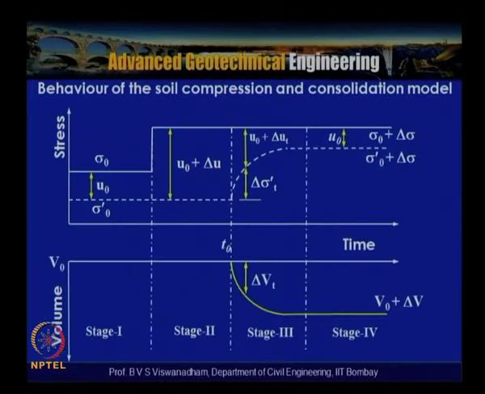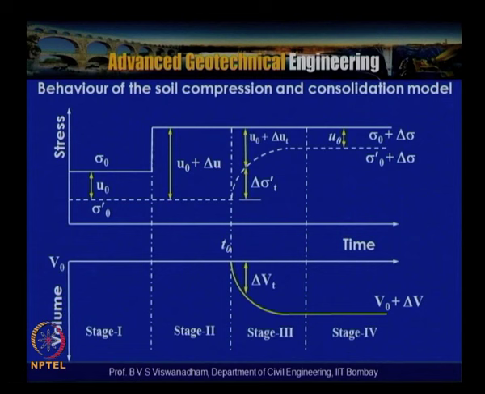And here, the soil grains are represented by the spring, and the water in the cylinder is the pore water. The moment delta sigma is applied, the pore water pressure within the cylinder rises to delta u, and once the drainage conditions commence, that is in stage 3, the spring slowly starts undergoing compression.